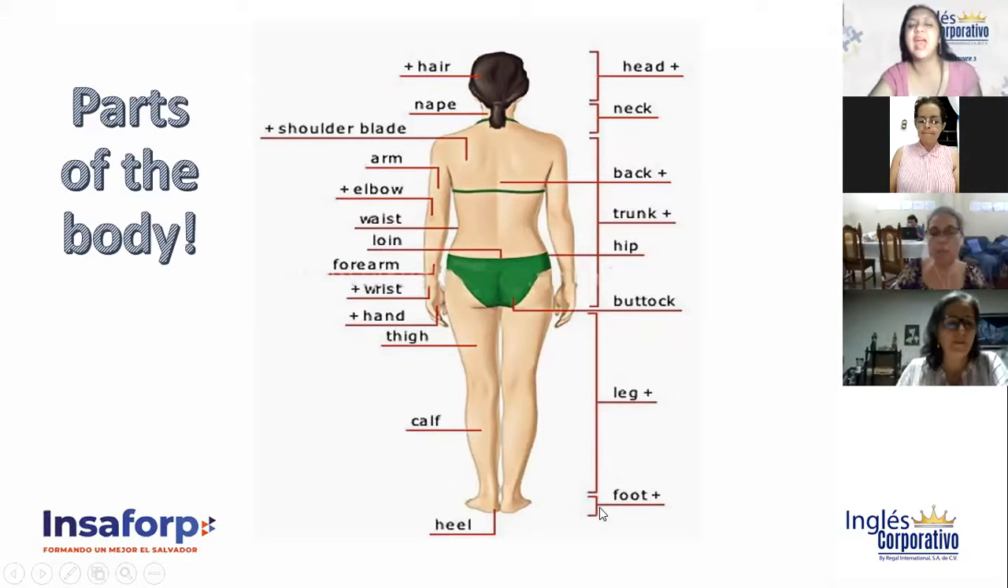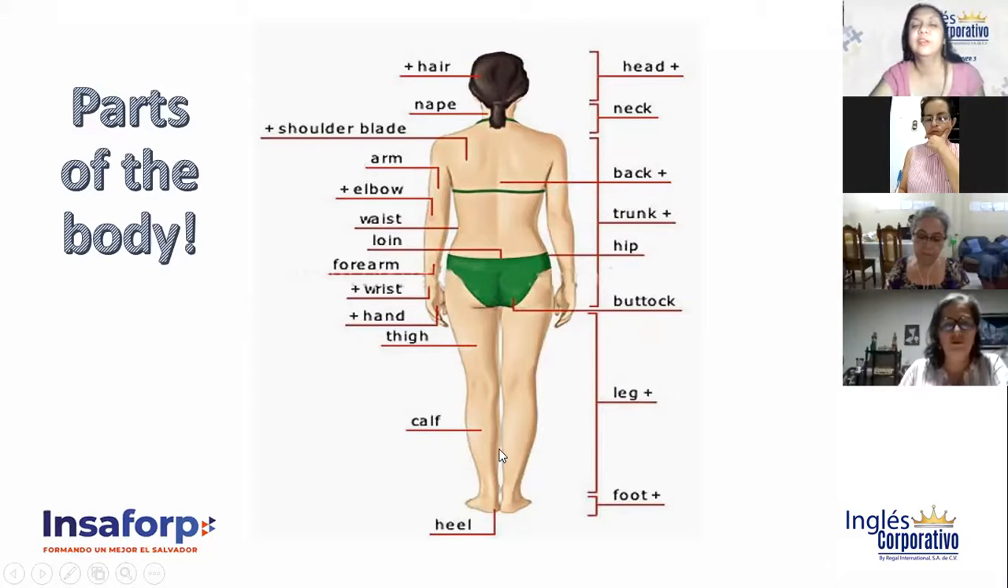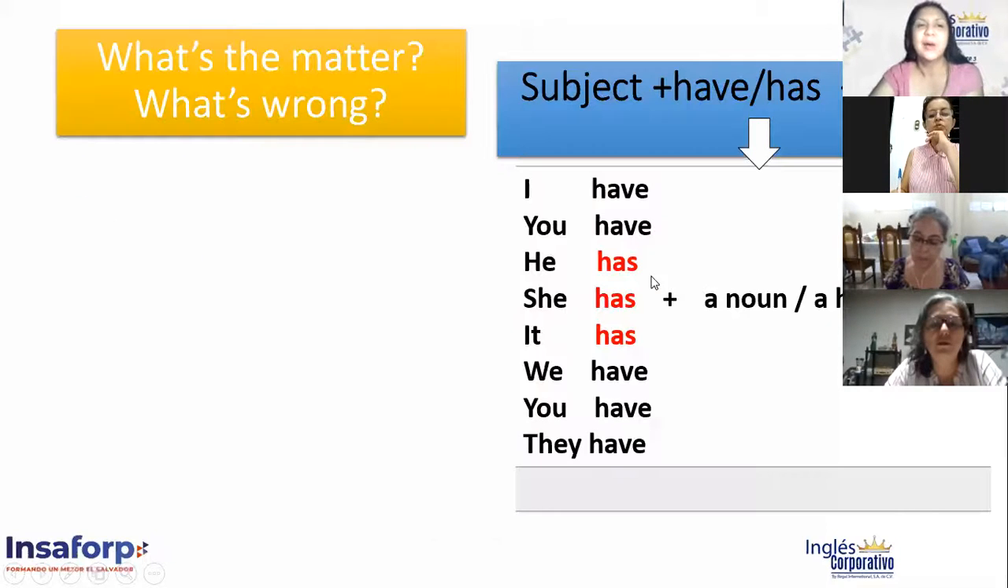Then we have the legs, calf, heel, and foot. Also, this part, your thigh. So you can continue practicing this vocabulary, okay? So now let's go to the core of the class. What's the matter? What's wrong?